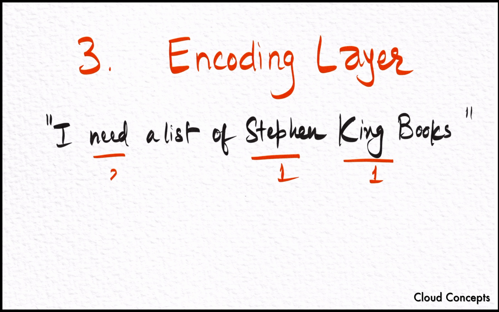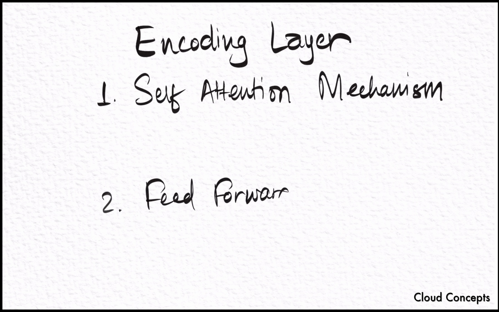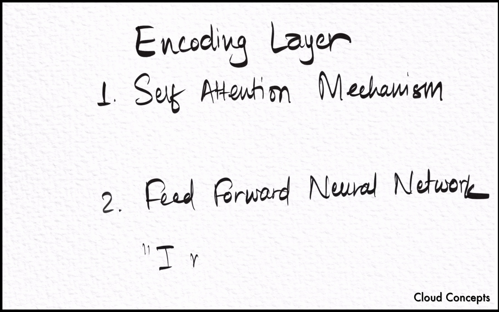Number one, self-attention mechanism. This allows the model to weigh the importance of different words when considering each word. So if you say, I need a list of popular Stephen King novels, it understands Stephen and King are more closely related to each other than the other words like the, need, or list. Number two, feed-forward neural network. This is a mini network inside each layer that helps transform the incoming data.